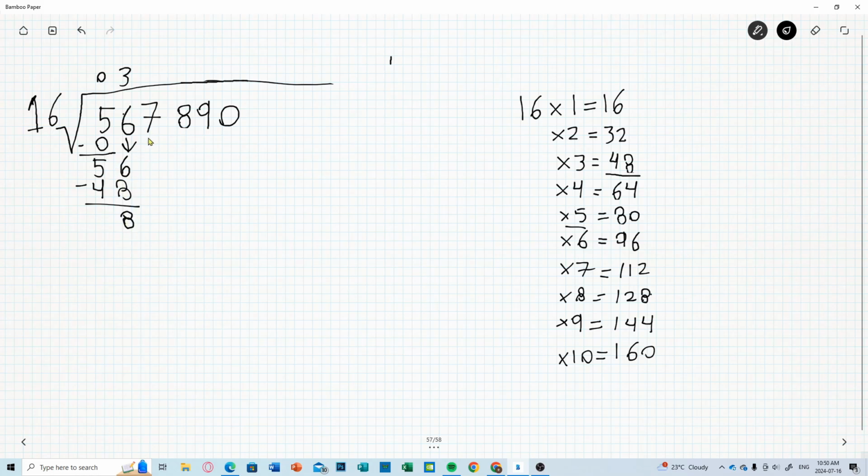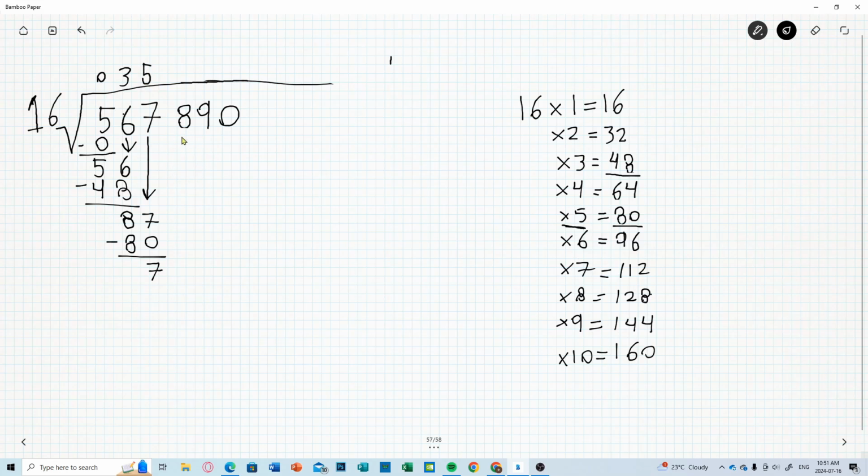Now, same step, just bring down the next number, which is a 7. Now just look to your chart. And here we'll see that 16 multiplied by 5 is 80, which is the closest to 87. So we'll subtract 80, giving us a remainder of 7, and we've got to remember to put the 5 up top.